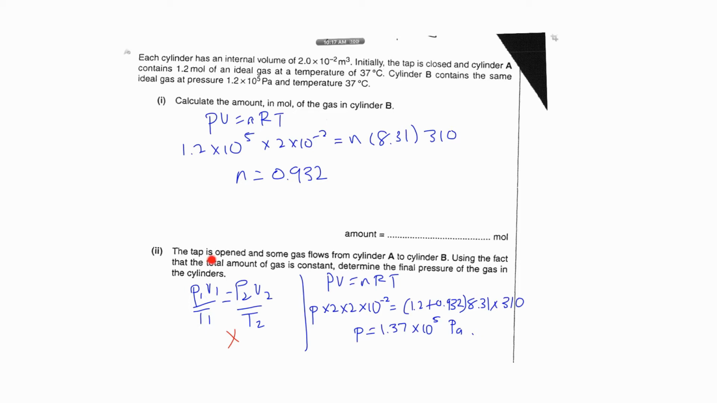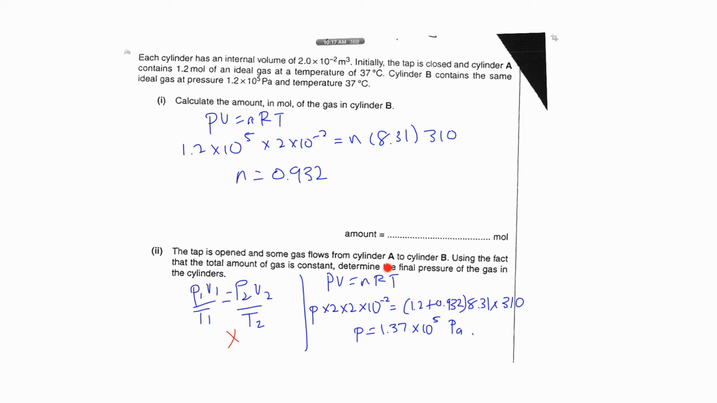So then why do they say the total amount of gas is constant? It means that initially your A and your B, whatever your values, when you open the tap, they add up. That means there's no gas leakage. That's all they're trying to say. It doesn't mean that you can use this formula. So what you should use is PV = nRT.